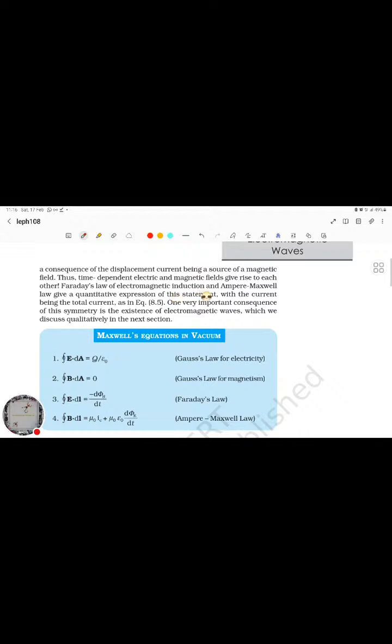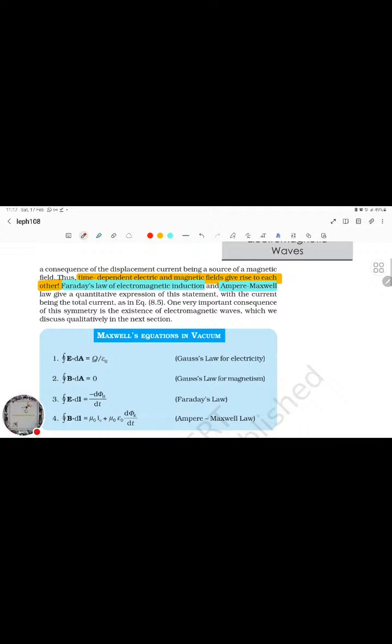Faraday's laws of electromagnetic induction and Ampere-Maxwell law give a quantitative expression of this statement with the current being the total current. So finally, qualitatively, what we are saying is that a time dependent electric and magnetic field give rise to each other. Quantitatively, Faraday's laws of electromagnetic induction and Ampere Maxwell law together give the quantitative expression, with the current being the total current.